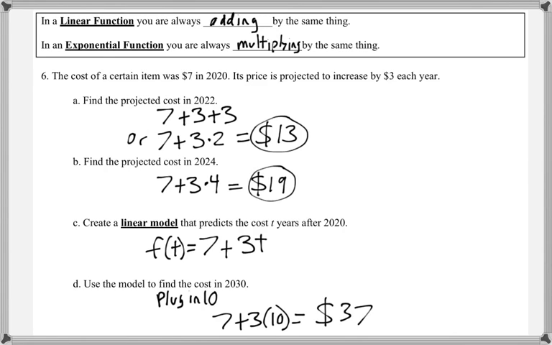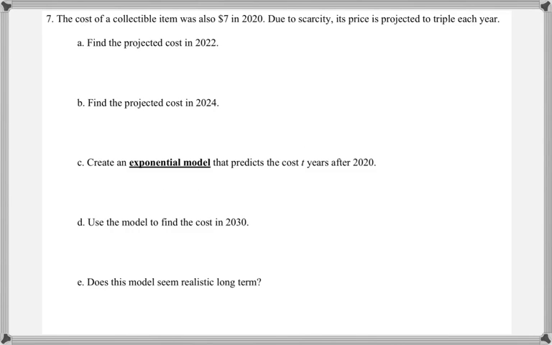Now let's compare it to a similar question, but that is an exponential function. So the cost of a collectible item was also $7 in 2020. Due to scarcity, its price is projected to triple each year. So find the projected cost in 2022. You would take 7 times 3 to triple it, and then times 3 again to triple it again. Or another way of writing this is 7 times 3 squared, which will get you $63.